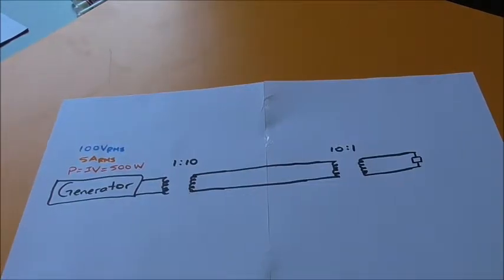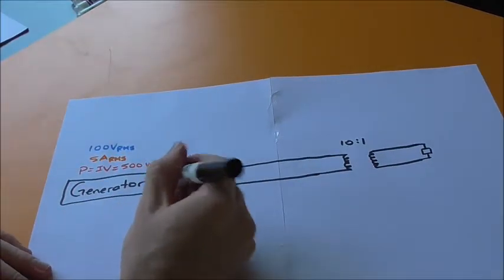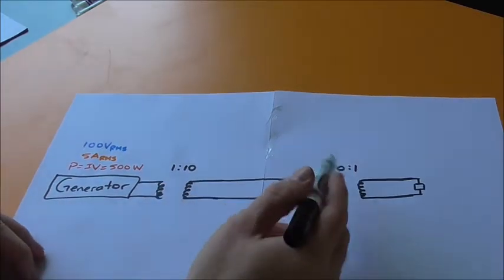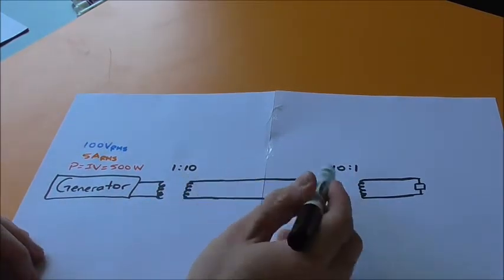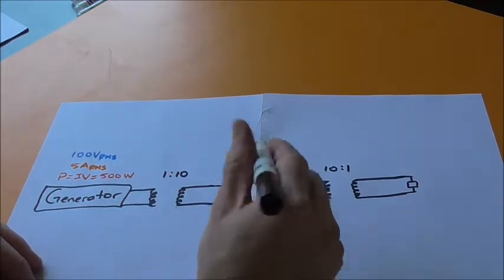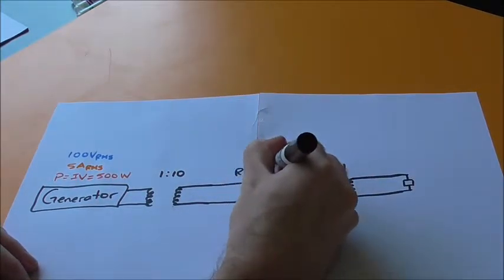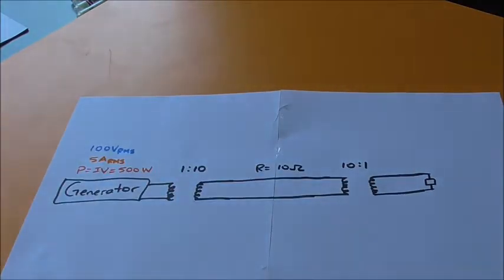The first thing that we need to know is the resistance of the wires. We'll assume that because these wires are so short on either side, the resistance is negligible. But we'll assume that these wires here, which are longer, will have a resistance that is not negligible and maybe is equal to 10 ohms.